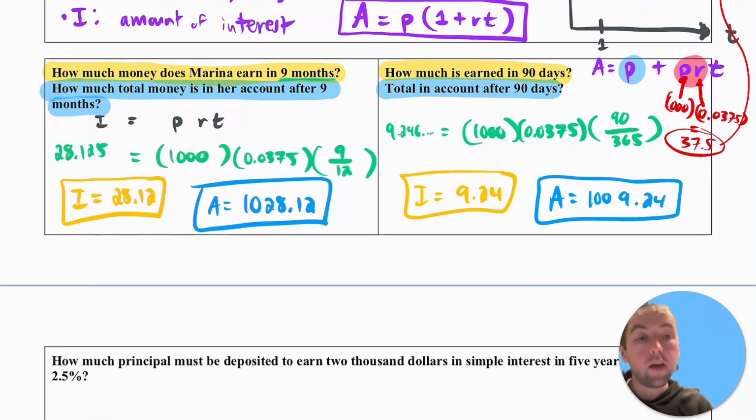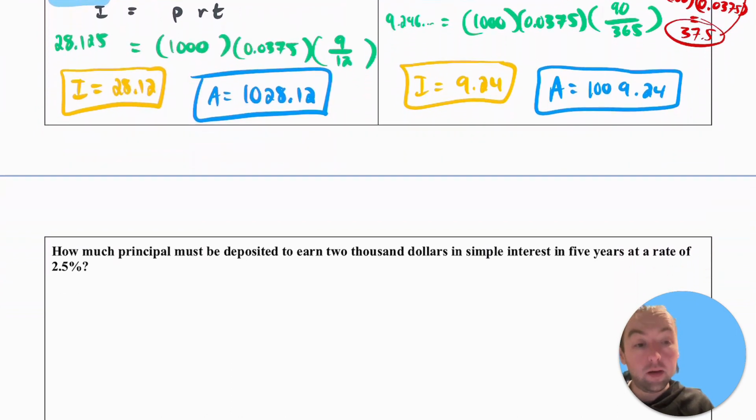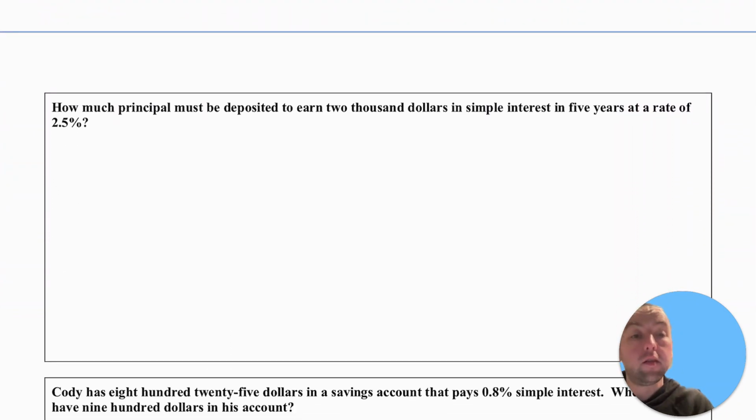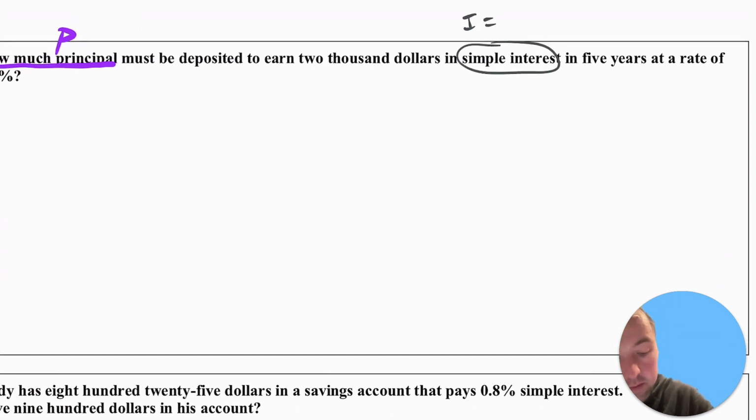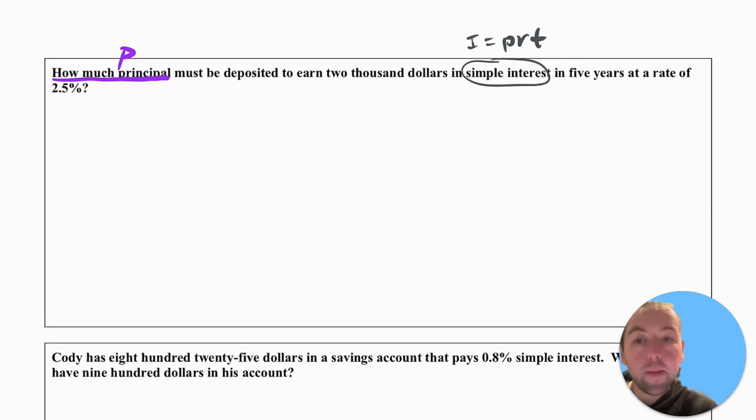Great. Okay, so on the backside here, we want to gain some familiarity with problems where we're not necessarily just working out the amount of interest. In this particular problem, we're looking for how much principal must be deposited to earn $2,000 in simple interest in 5 years' time at a rate of 2.5%, right? You can see that we are earning simple interest, which should clue you into the fact that I equals PRT is an identity that we could possibly use.